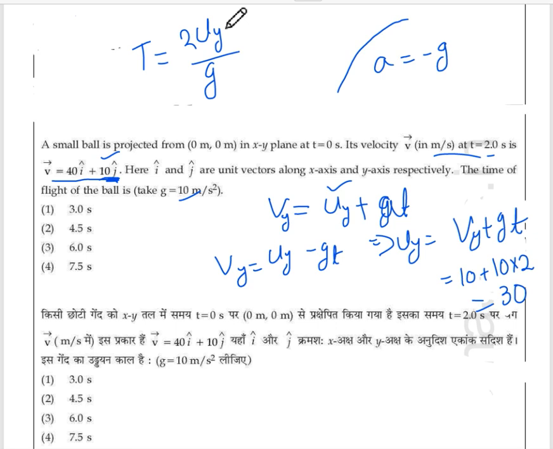So now we'll put here in the formula 2 into 30 divided by g is 10. So the 10s get cancelled. 2 times 3 is 6 seconds. So the answer is 6 seconds, which is option 3. Okay, so we'll move forward to our next question.